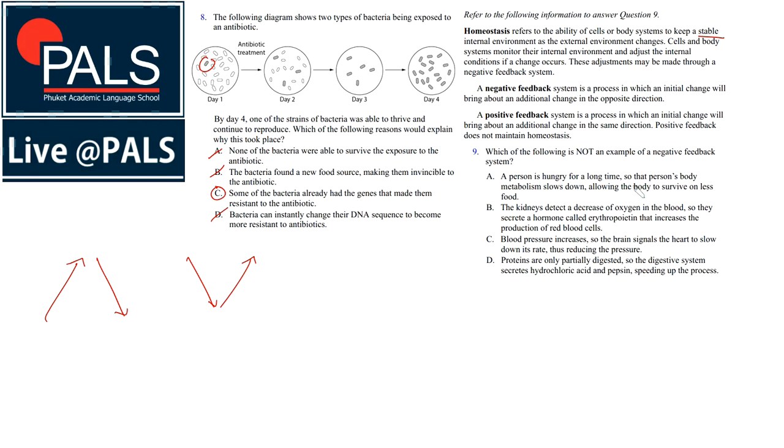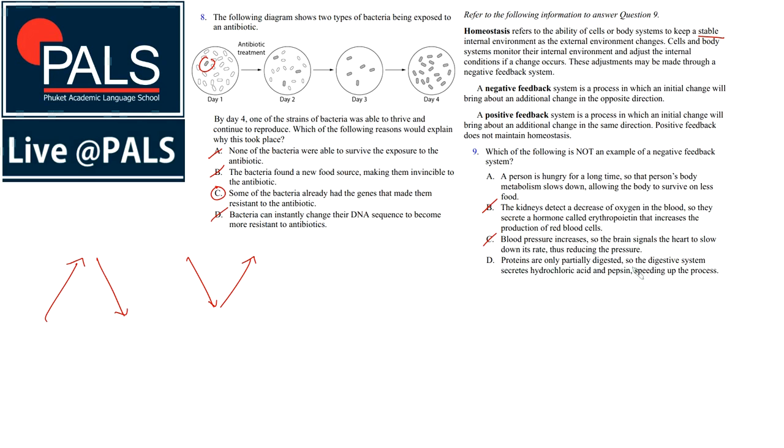A person is hungry for a long time, so the person's body metabolism slows down, allowing the body to survive on less food. The kidneys detect a decrease of oxygen in the blood, so they secrete a hormone called erythropoietin that increases the production of red blood cells, which would increase the amount of oxygen in the blood. Again, blood pressure increases, so the brain signals the heart to slow down its rate, reducing blood pressure. So that's an example of negative feedback as well. B and C are obvious examples of negative feedbacks.